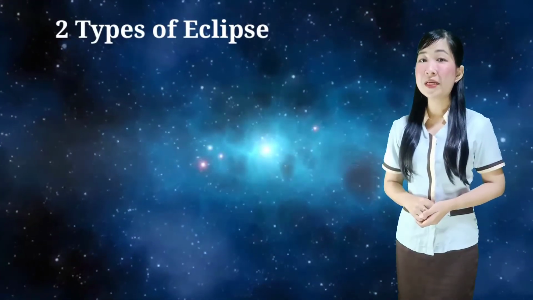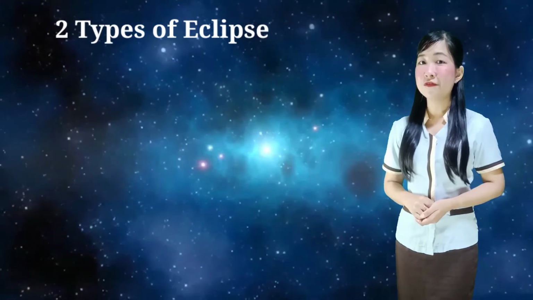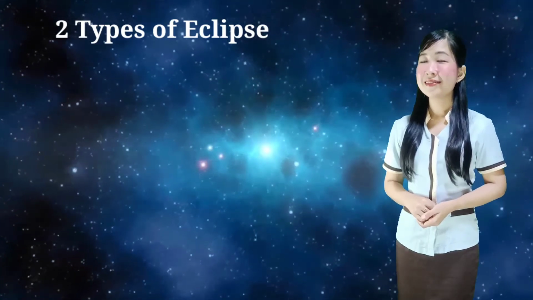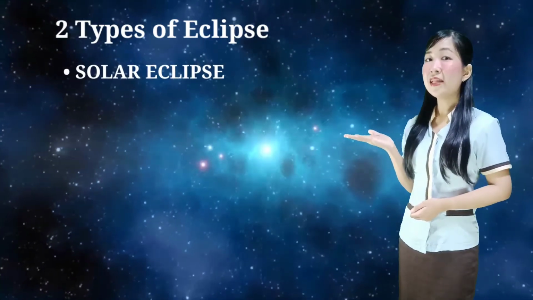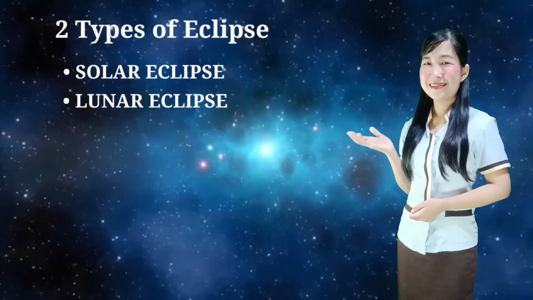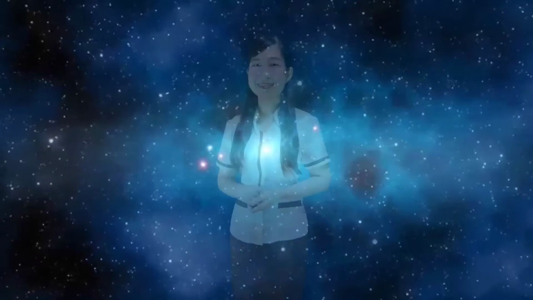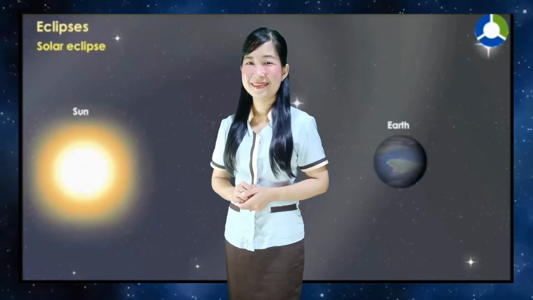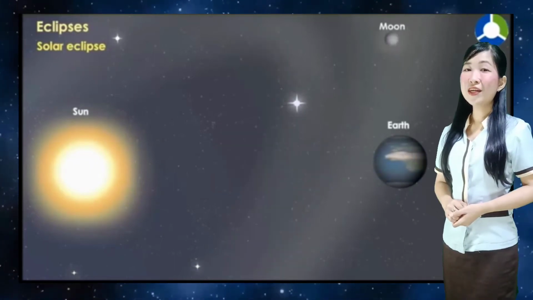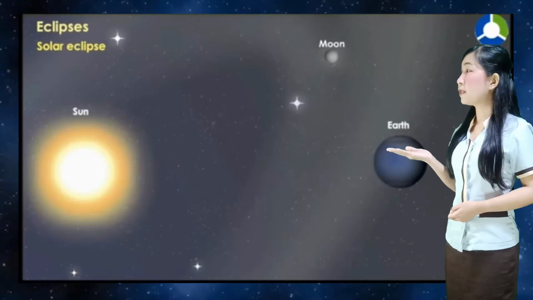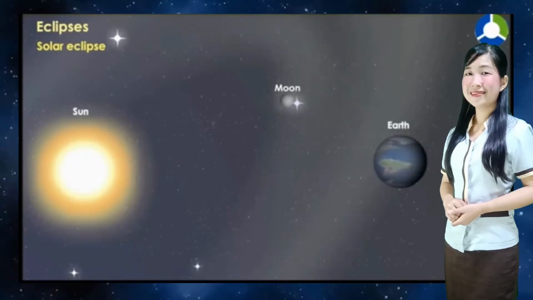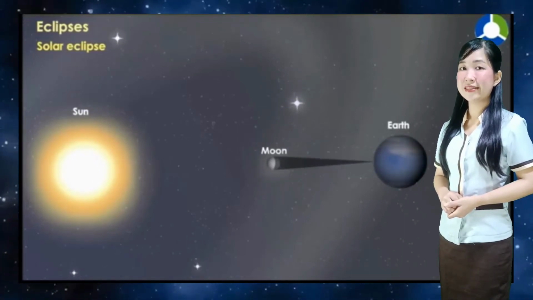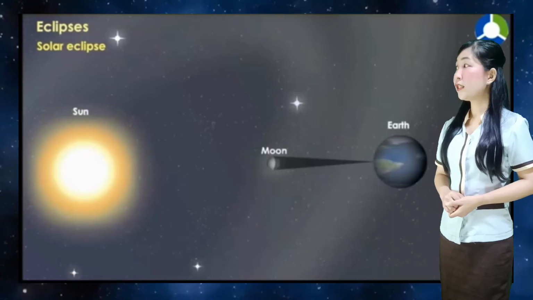There are two types of eclipse depending on the position of the Sun, the Earth, and the Moon. These are solar eclipse and lunar eclipse. Let us first learn the solar eclipse. Solar eclipse occurs when the moon comes between the sun and the earth, and when all the three are on the same straight line. The shadow of the moon falls on the earth.